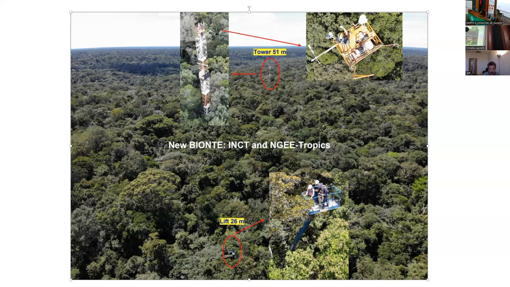There's a new tower that our colleagues at INPA put up. We transported this canopy lift that has a maximum working height of 26 meters. You can see a few people doing gas exchange measurements, and you actually see this is from a drone, so you can see both the tower in the background here with that red oval, and then the canopy lift at the bottom of this image.